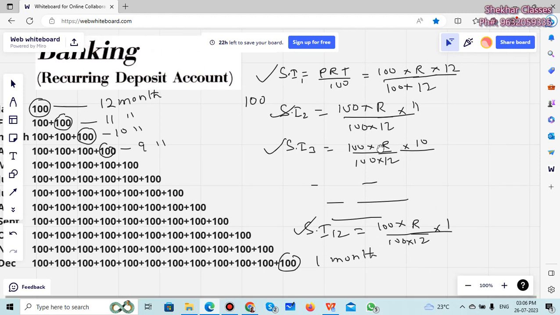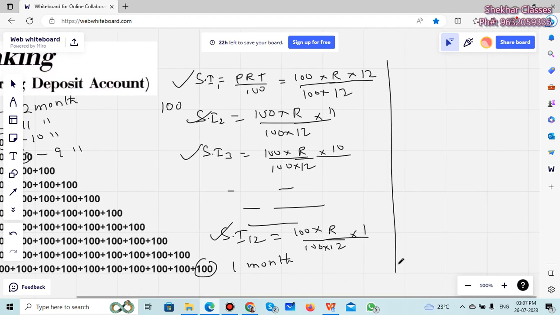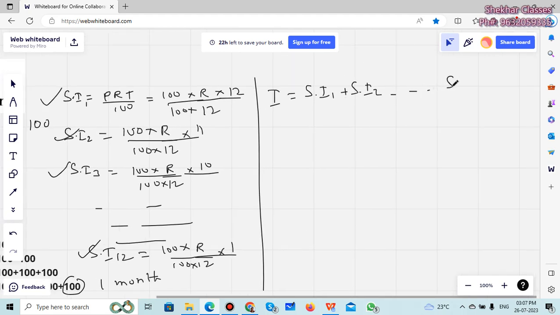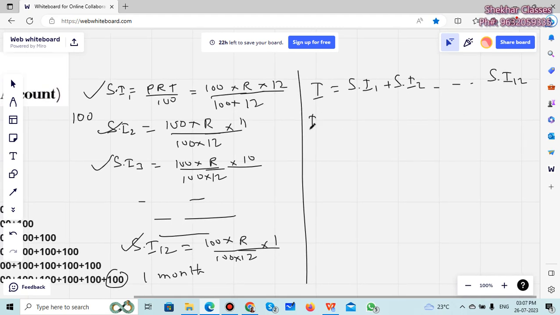Now we have to add all those interests. So the total interest that you will get is from what? Total interest will be simple interest 1 plus simple interest 2 and up to simple interest 12 here. Is that okay? So if I write that interest here, it will be how much? You can see in this case, I'm writing it here.